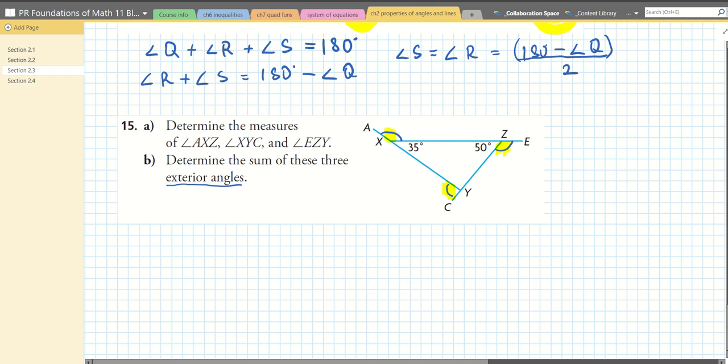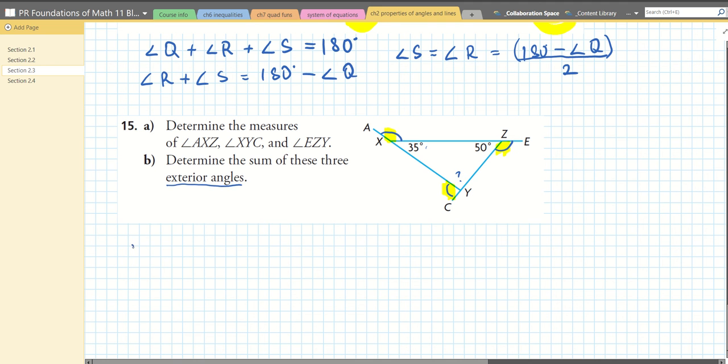So in order to find them, we need to know all of the interior angles. Right now we have two of them. We're missing this one, so we need to find that one first. Once we know all three interior angles, then we can find all three exterior angles. So the first step is to find the angle, let's say XYZ.